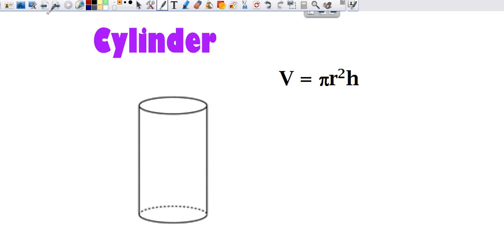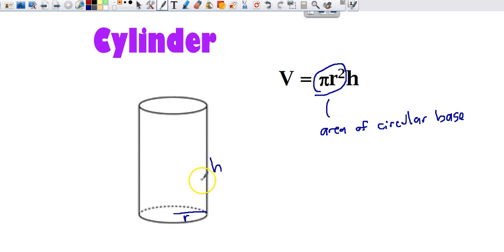And finally, I would say probably, actually there's two more, but one of the most common ones you come across is a cylinder. And that's really just the base area. Hopefully you recognize pi r squared. That's the area of a circle. So it's just the circular base times the height. There's your radius, of course. There's your height.